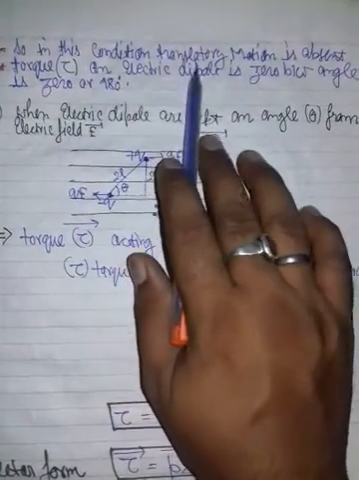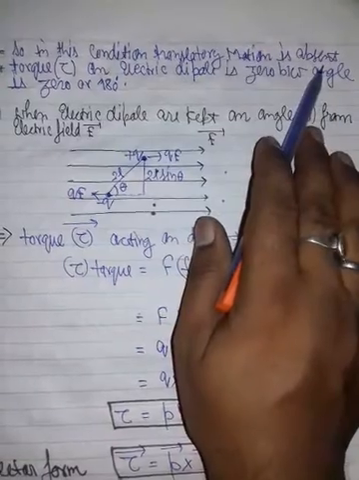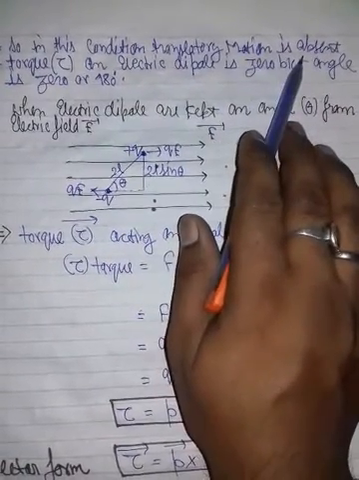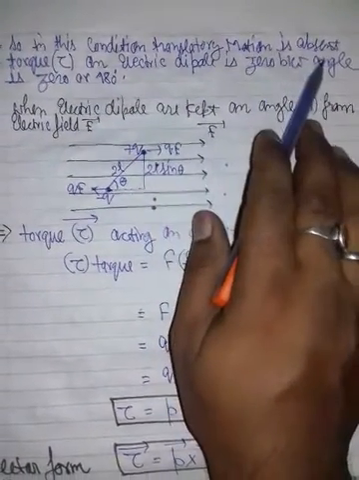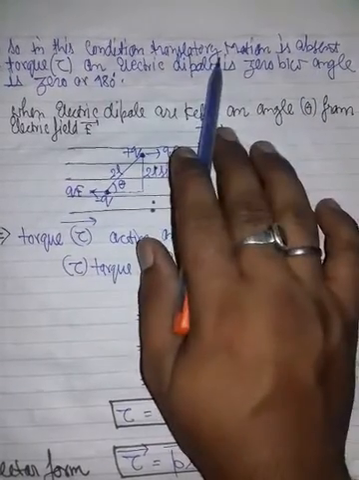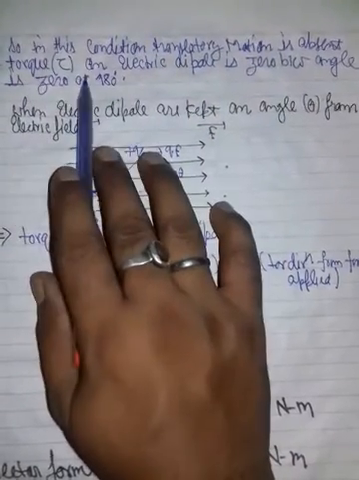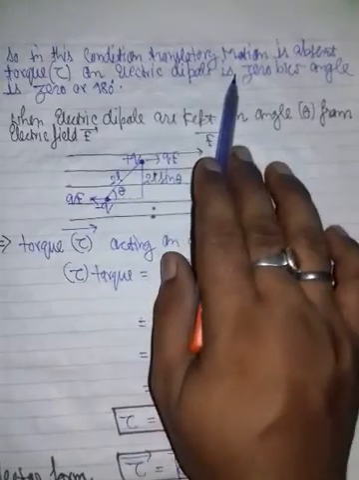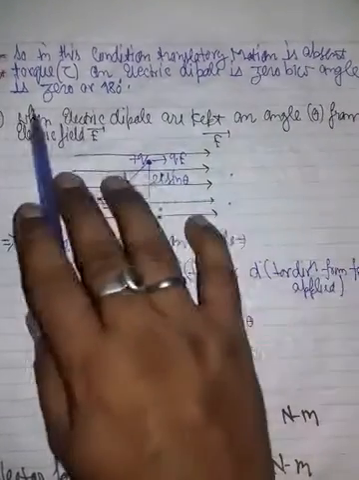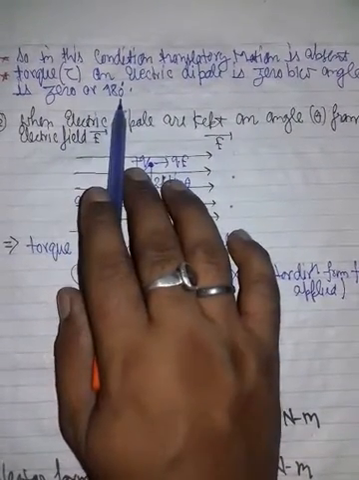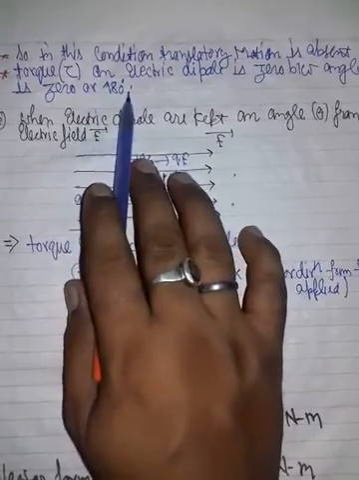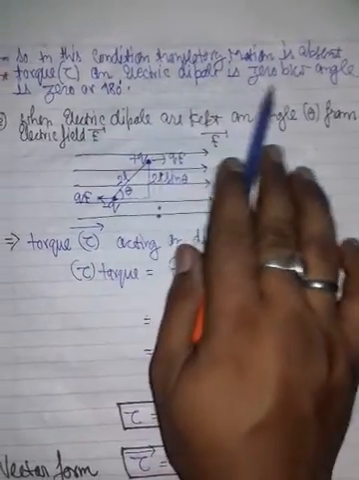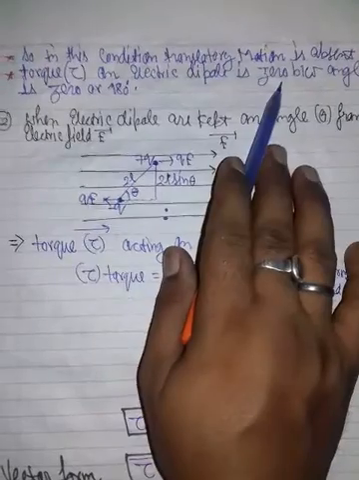So in this condition, translational motion is absent because force is absent, and since force is absent, the dipole does not move. And the torque on an electric dipole is 0 because the angle is 0 or 180. That means if the force is not present, the torque will not be present.